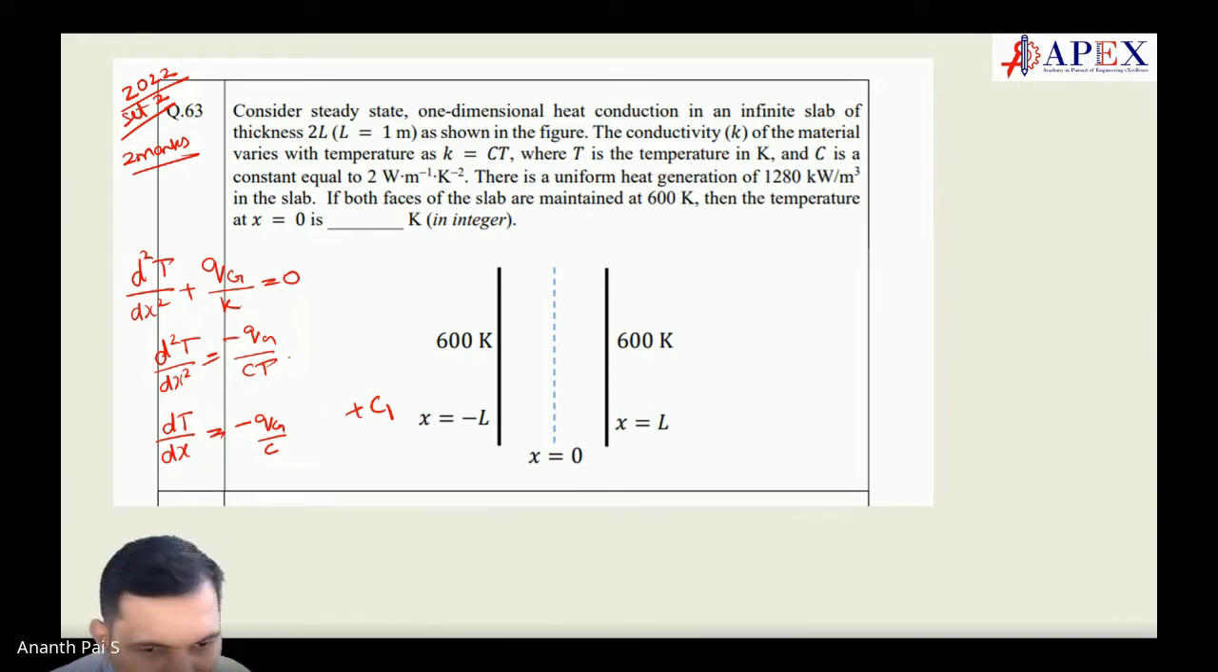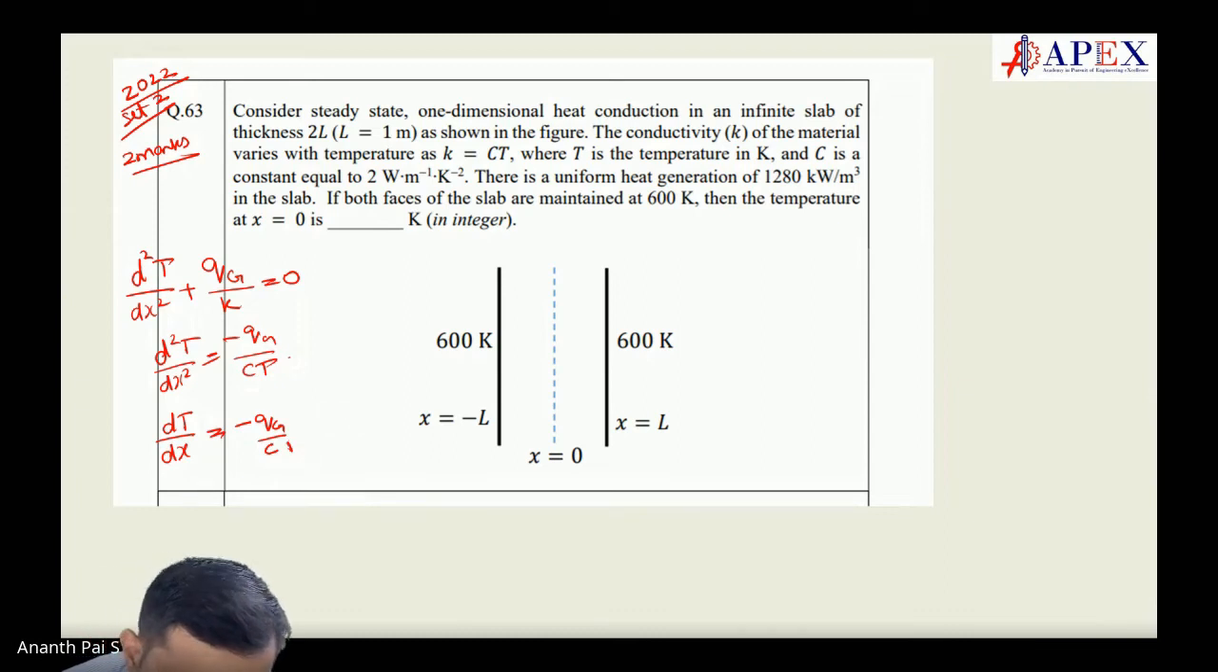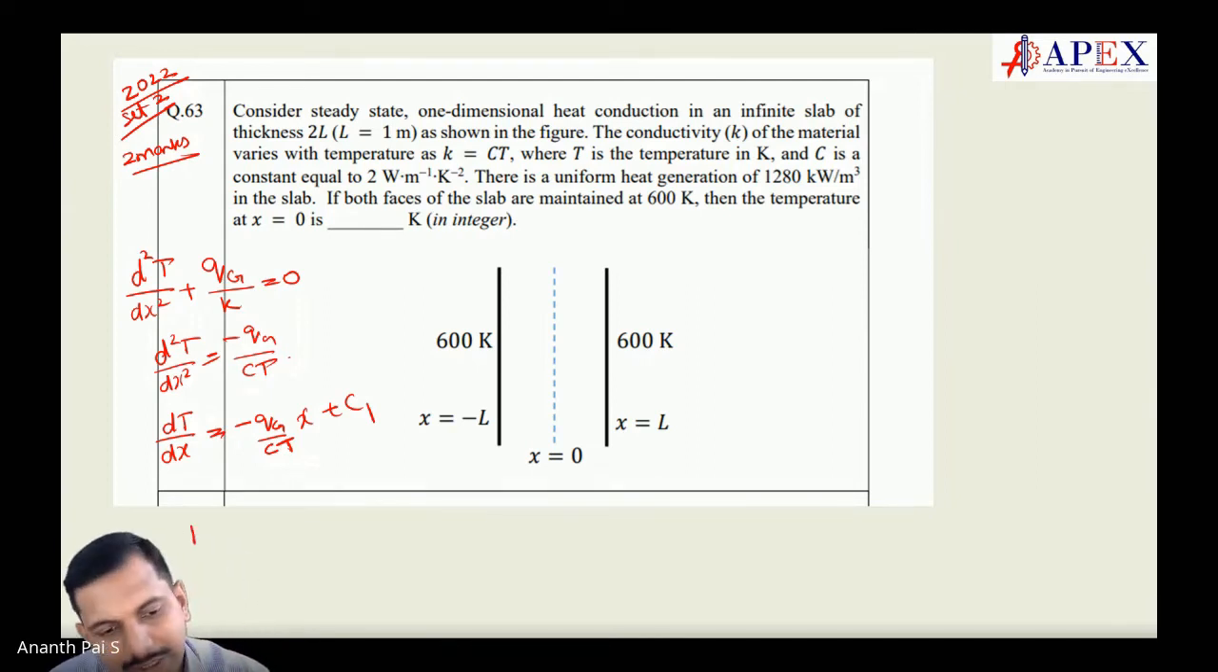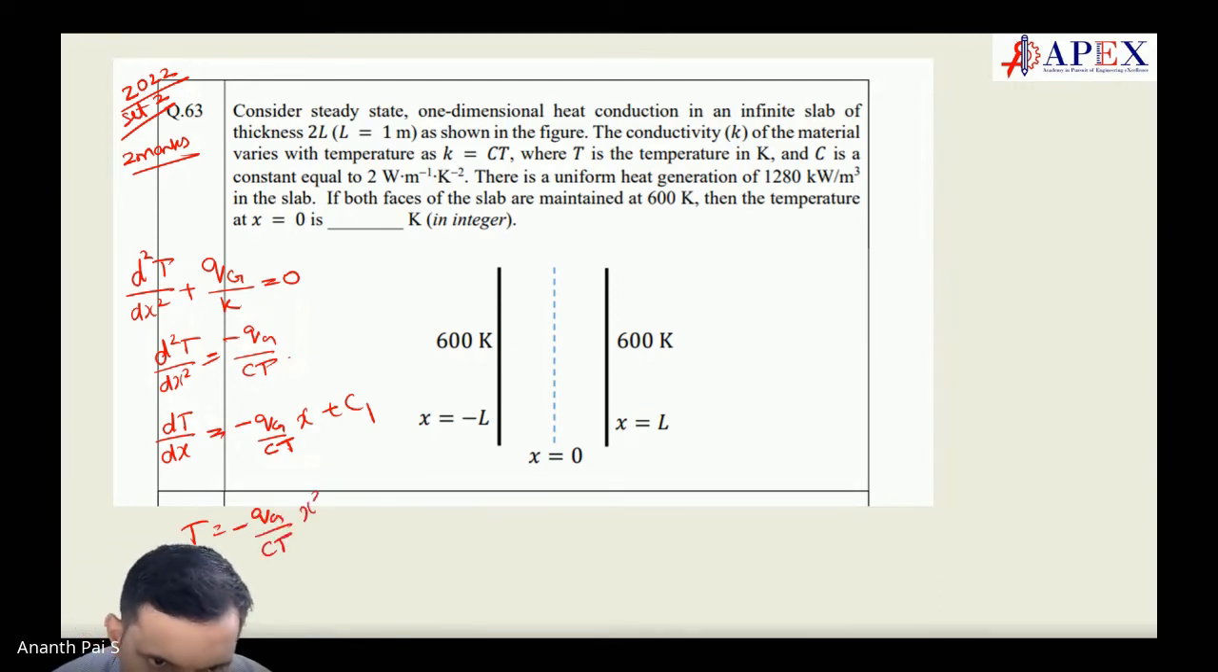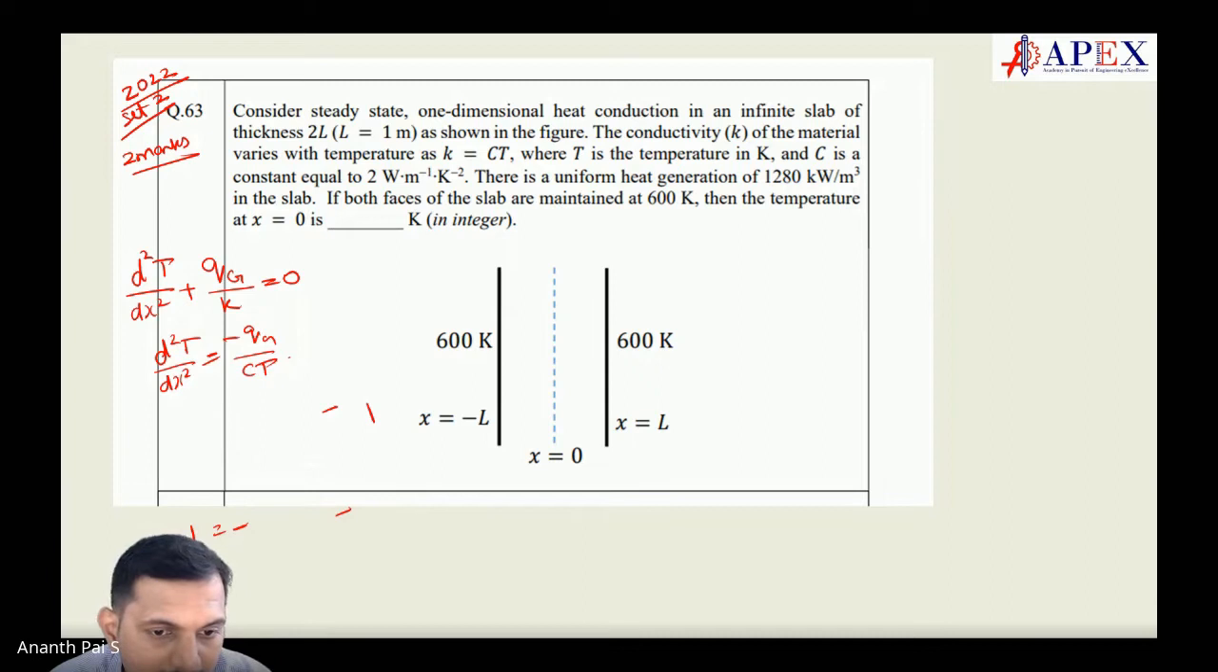Into x. Very sorry. That's a mistake. Then T is equal to minus qg by cT into x square by 2 plus. T we can take left. It's a constant. Oh, no, no. This is wrong. This is wrong. This is totally wrong.